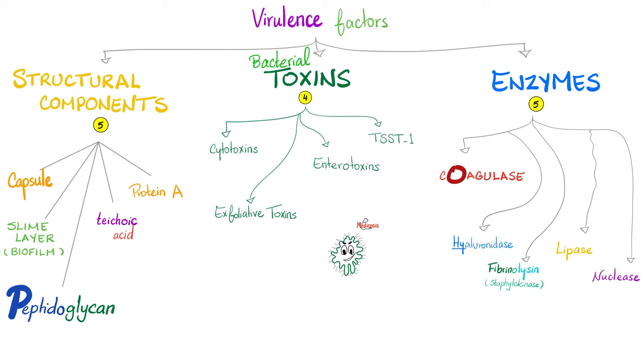Bacterial enzymes. You have the famous coagulase. Don't forget, Staph aureus is coagulase positive. That's how it's able to be localized in one area, causing an abscess. Oh, that's a localized skin lesion. True, because it's coagulase positive. Next, hyaluronidase, fibrinolysin, aka staphylokinase, lipase, nuclease.